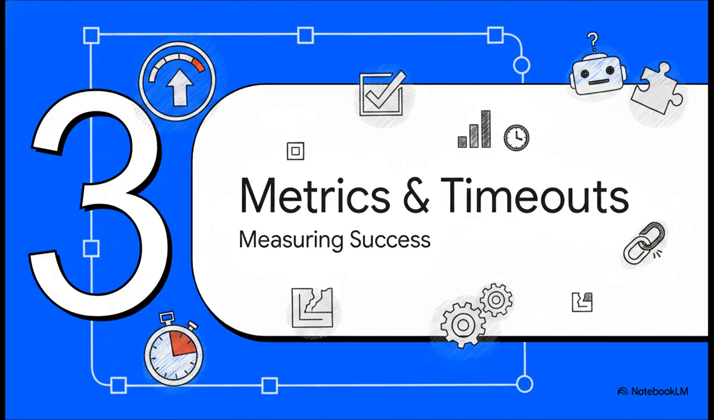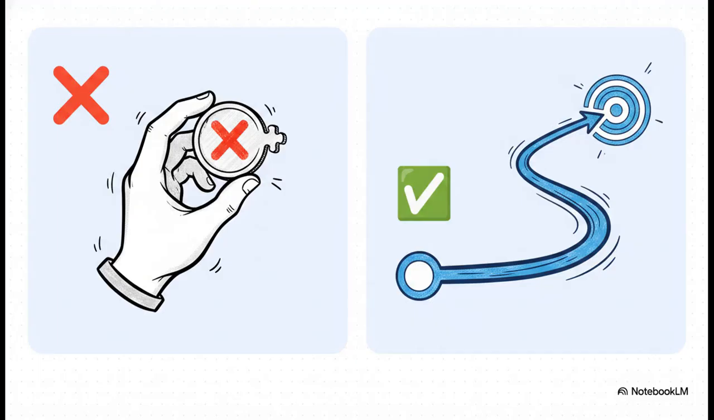Moving along to section 3, success metrics and timeouts. Let's figure out how to actually measure success. So step 5 is applying that solved token correctly. And the crucial point here is that simply receiving a CAPTCHA token does not mean your test actually passed. This is a massive trap developers fall into all the time.